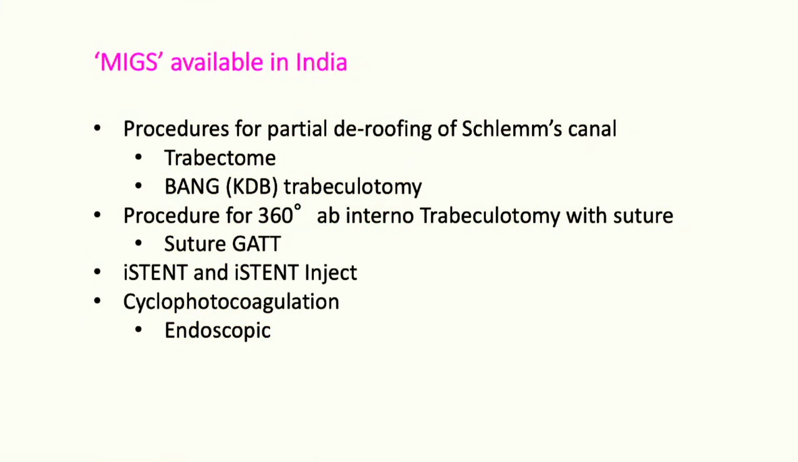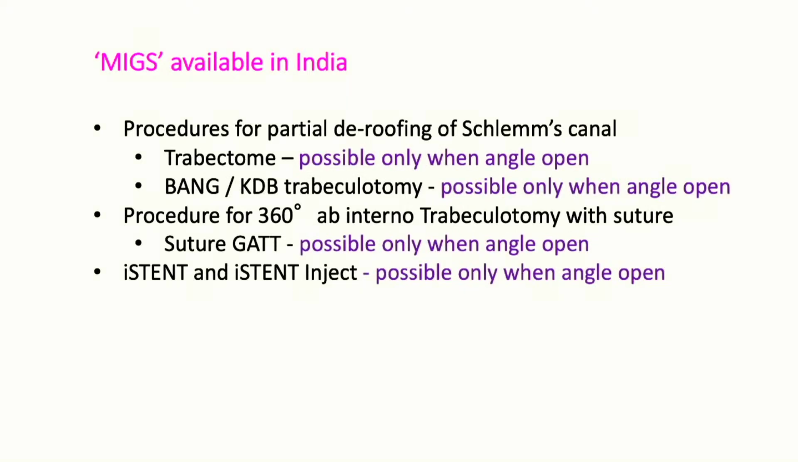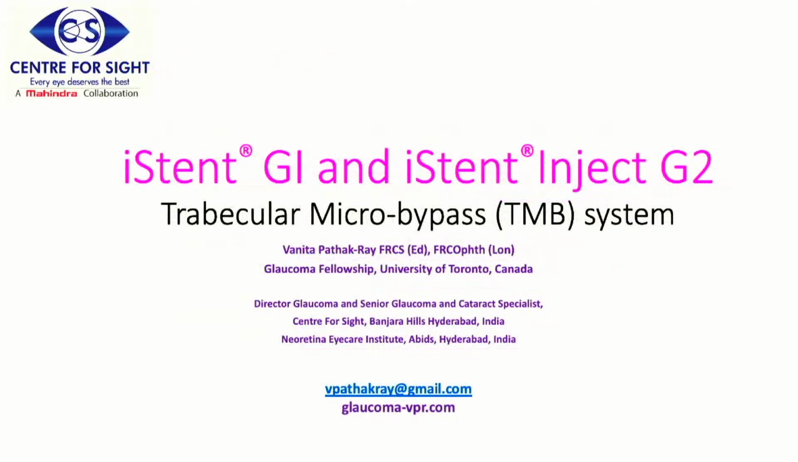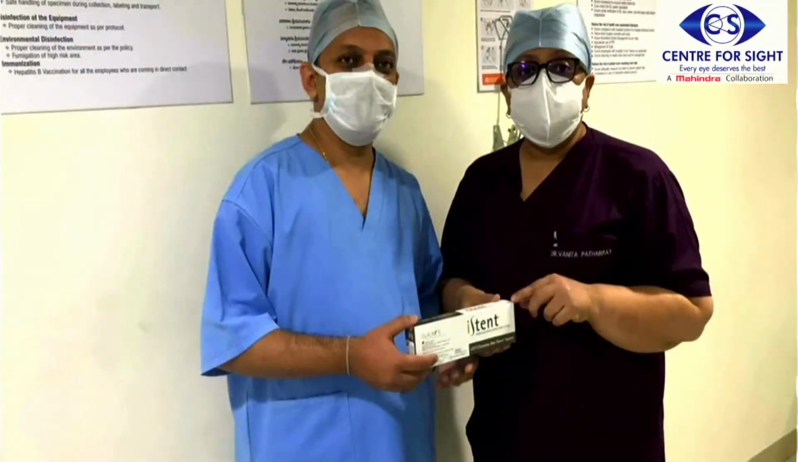So for the MIGS procedures that are available in India, you need open angles. You need open angles. The only procedure which you can do without worrying about angle status is endoscopic cycloablation, right? So let's take each one, the ones that are available in India, one by one. The iStent, the single one, which looks like a snorkel, G1, generation 1. And the other one, iStent inject, a 2-in-1 injector, that is G2.